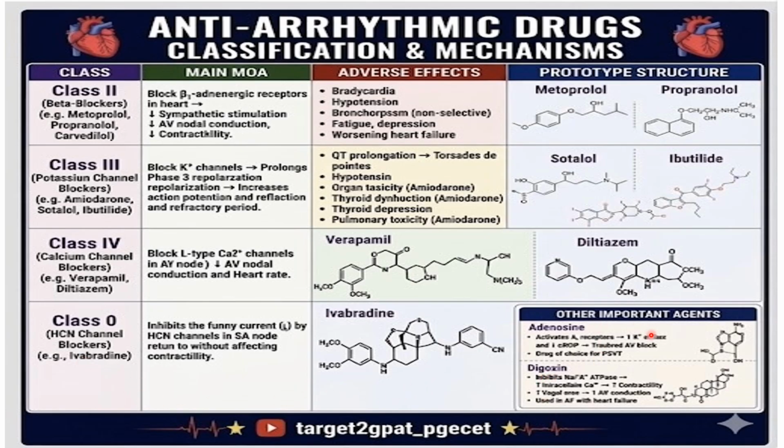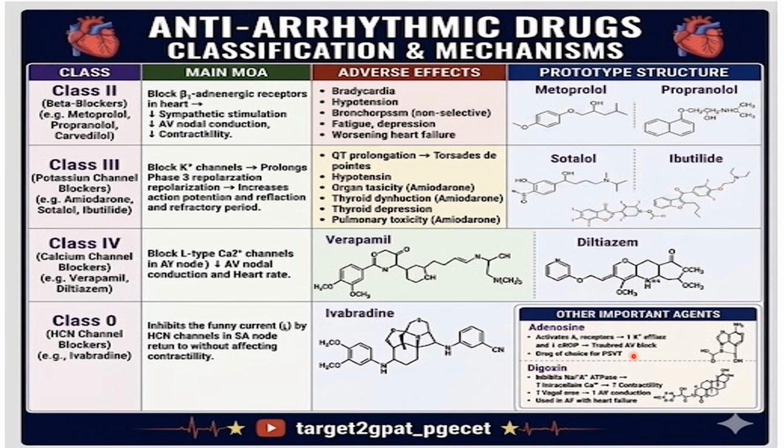And the other important agents we generally come across are adenosine and digoxin. Adenosine generally acts on A1 receptors and causes an increase in potassium efflux, especially acting on the adenosine A1 receptors, causing AV block. Generally these are the drug of choice for PSVT, which is paroxysmal supraventricular tachycardia. So this is the quick revision for your exam week.